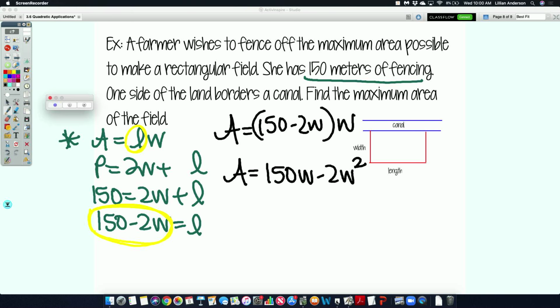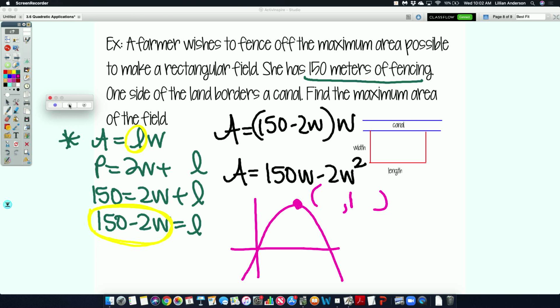All right, so now that we have our quadratic, it's asking us to find the maximum area of the field. The maximum of this parabola that opens, which way? Down. It opens down. We're looking for that top point. We're looking for the what coordinate? Vertex. We're looking for the vertex. What part of the vertex? The y. Because in this case, W is our x and area is our y. So we are looking for the y coordinate of the vertex. Can you guys do that algebraically? Find the y coordinate of the vertex?